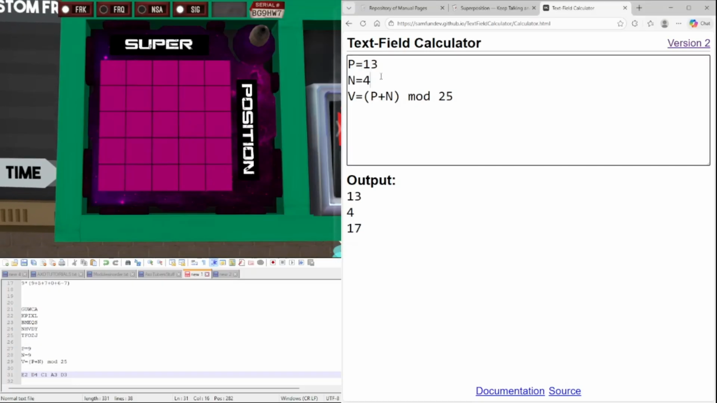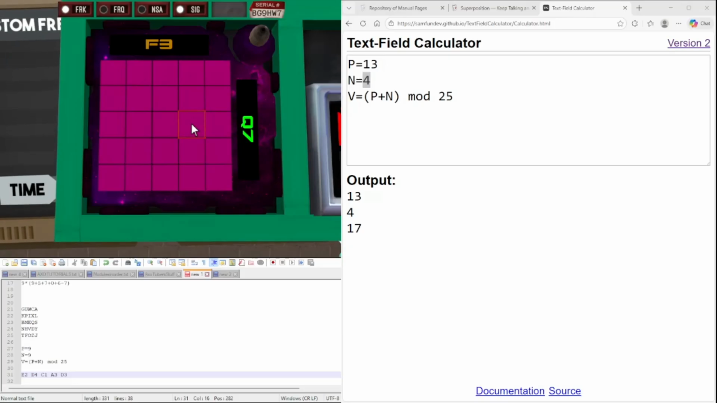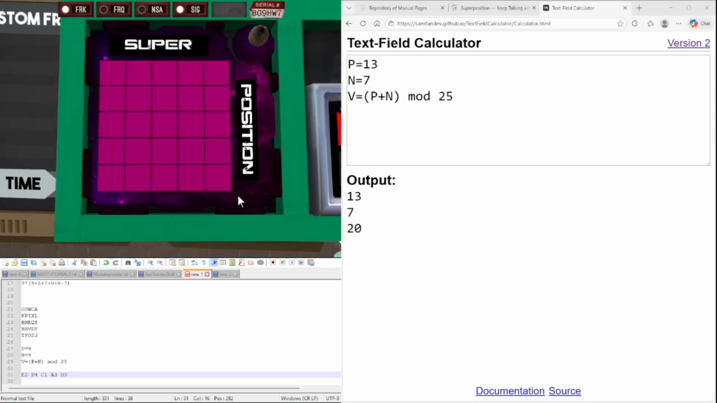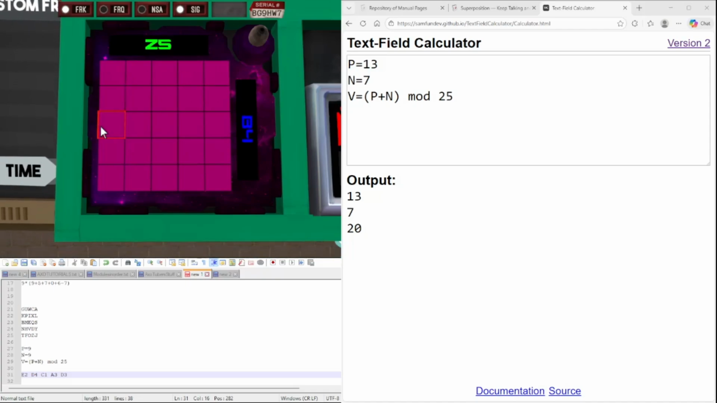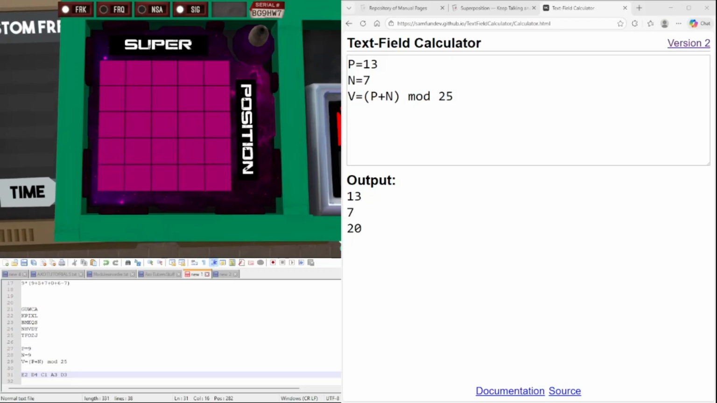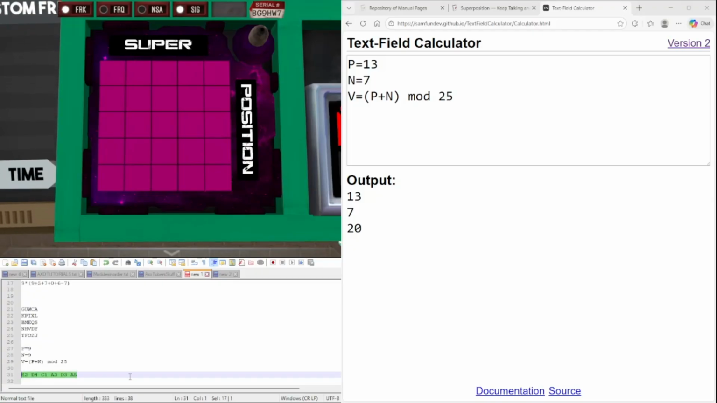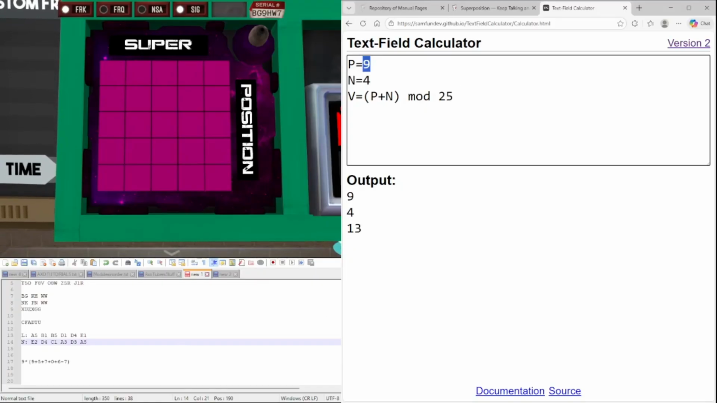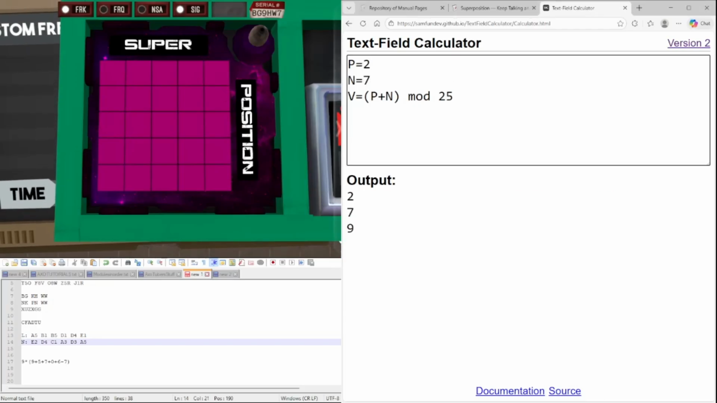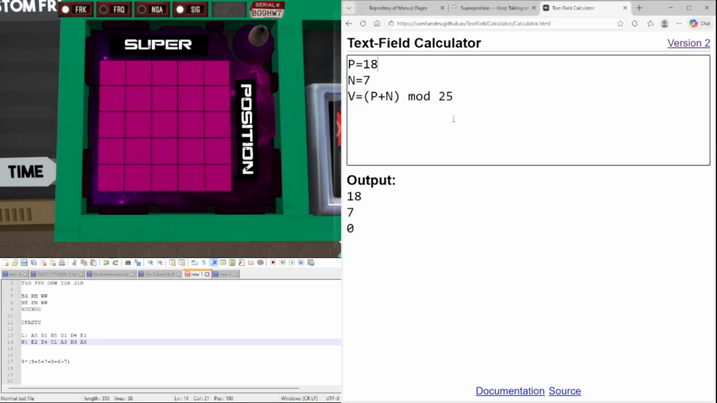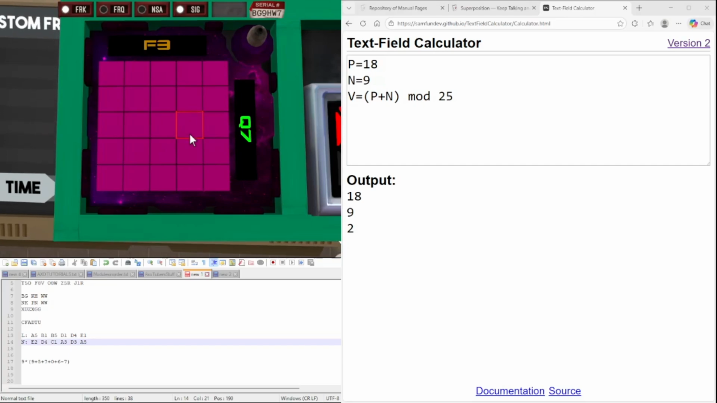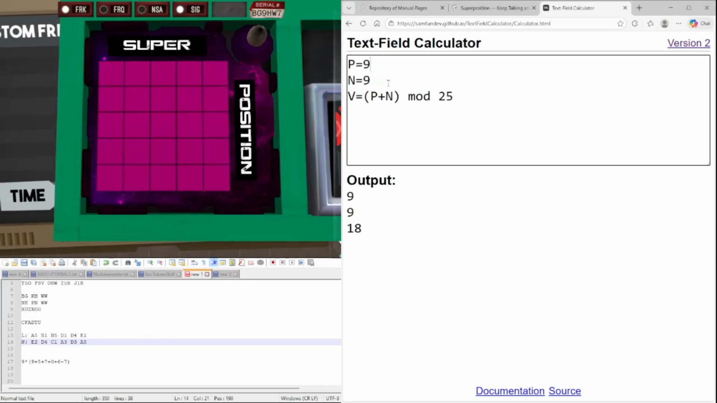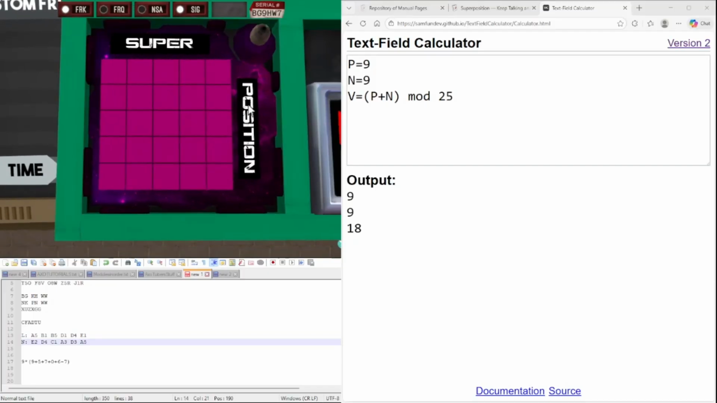So that would be 13 and 7. Counting to 20, 8, 5. Just go 4, 7, 9, and 9. Yeah, okay.